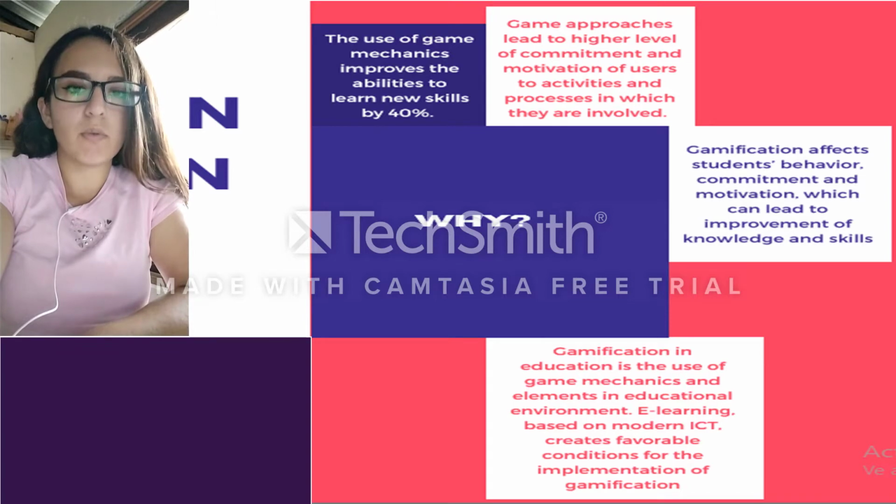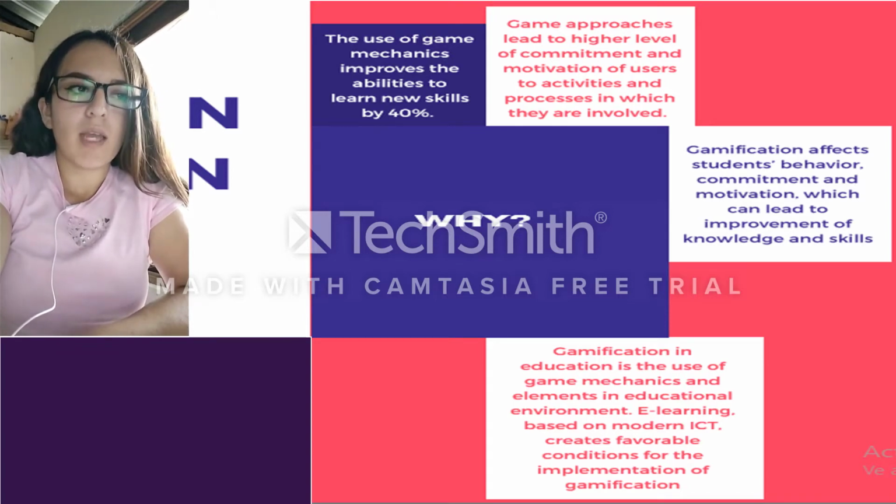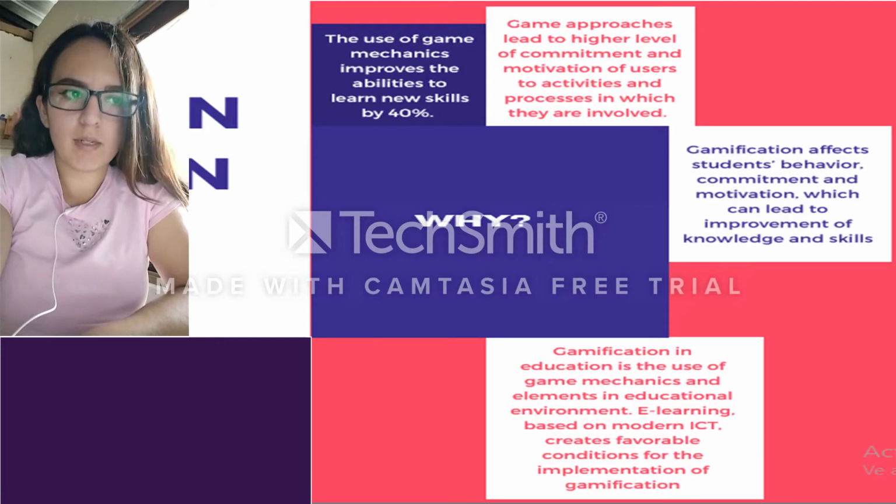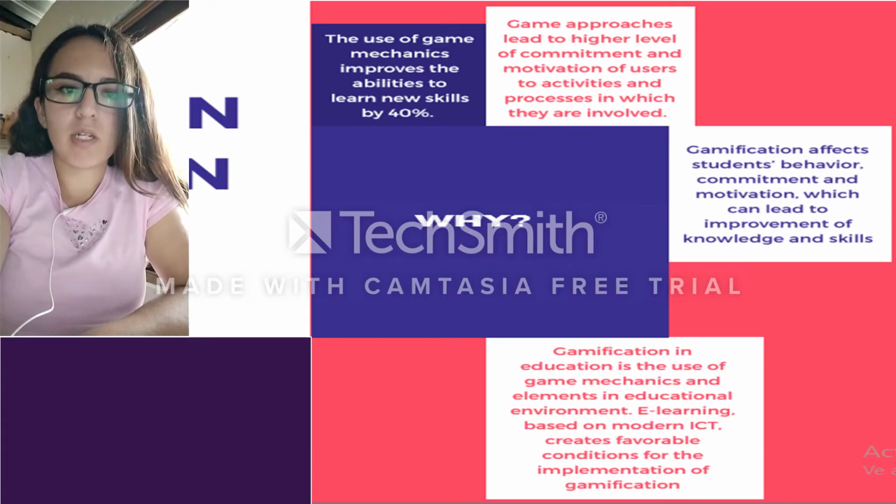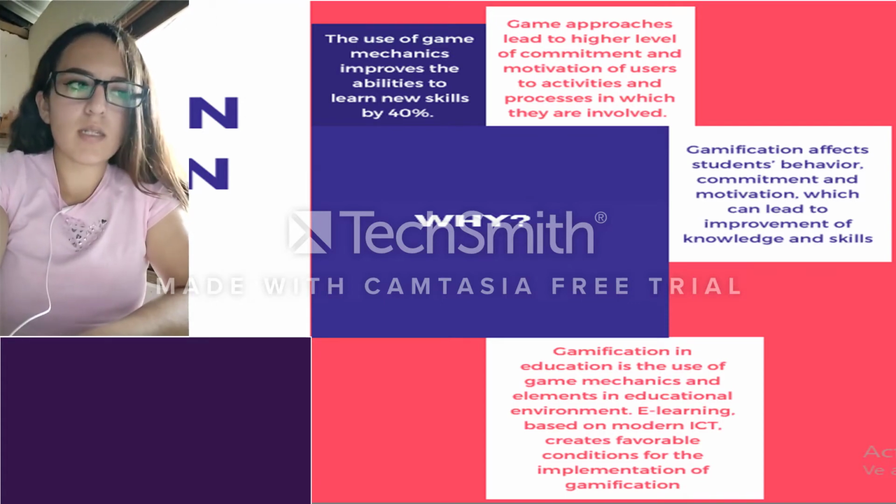Gamification in education. Why? The use of game mechanics improves the ability to learn new skills by 40%. Game approaches lead to a higher level of commitment and motivation of users to the activities and processes in which they are involved.